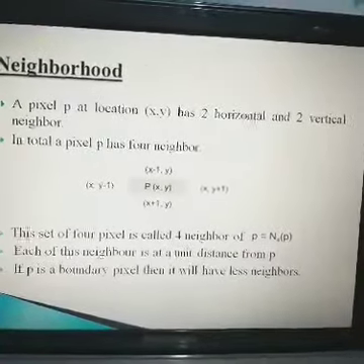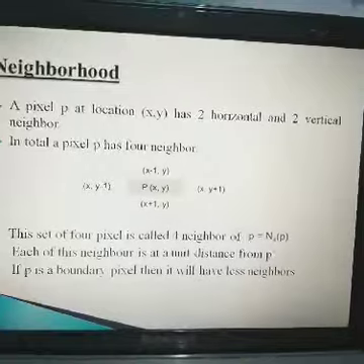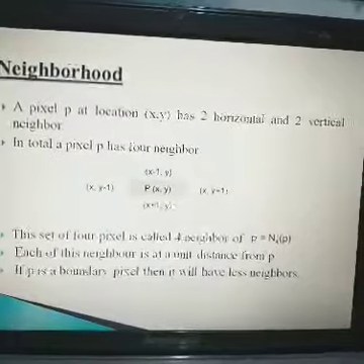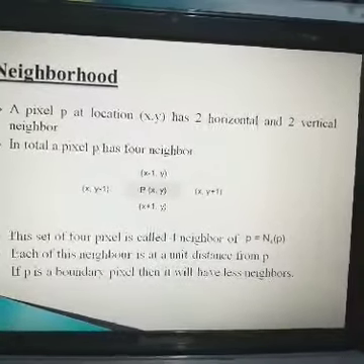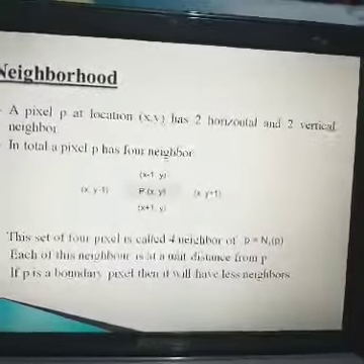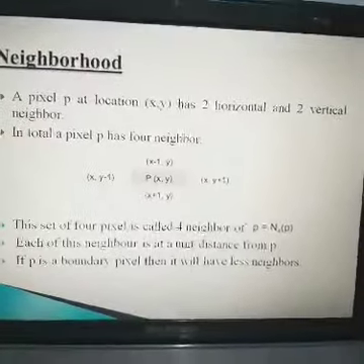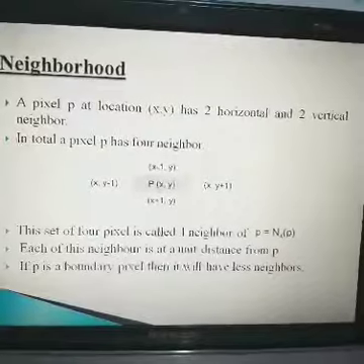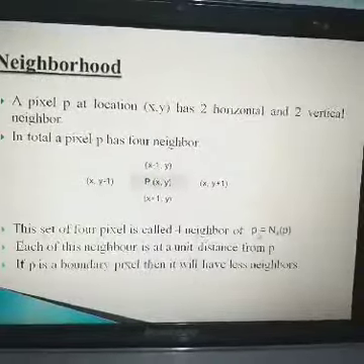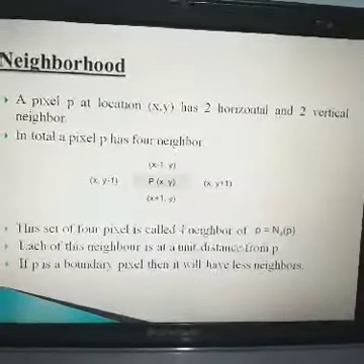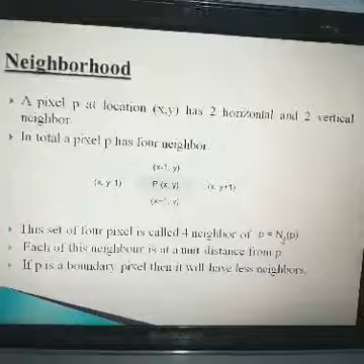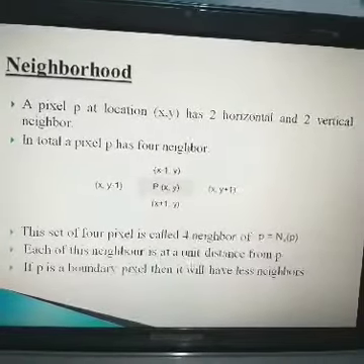For example, if an image is represented in matrix form, say 3 into 3, right? In a 3 into 3, the middle element, for example the fifth element, has pixel values around it on all four sides. Those are the neighbors of that pixel value. So this set of four pixels is called the four neighbors of p. It is represented by N4(p), the neighbors of p having the value 4. Each of these neighbors is at a unit distance from p.